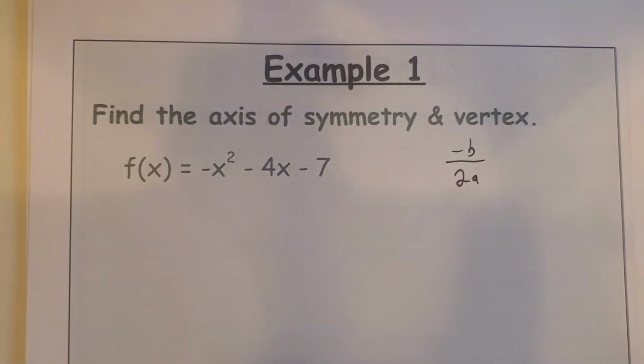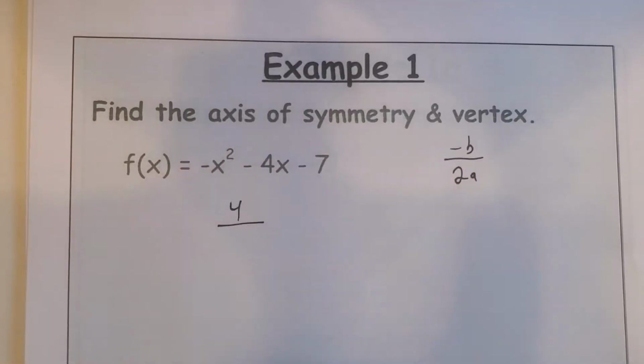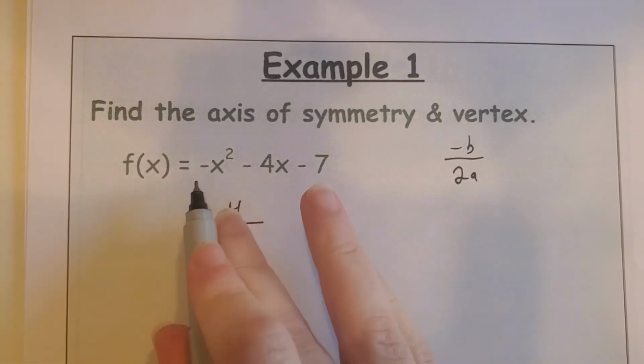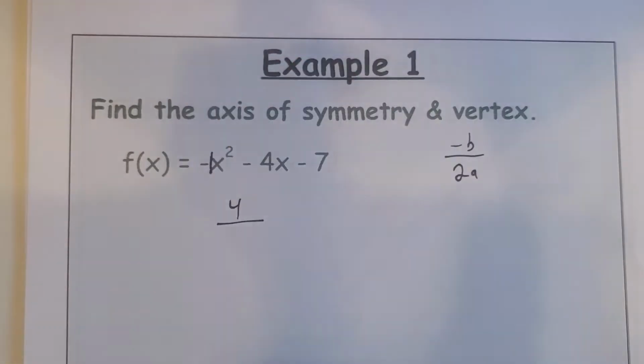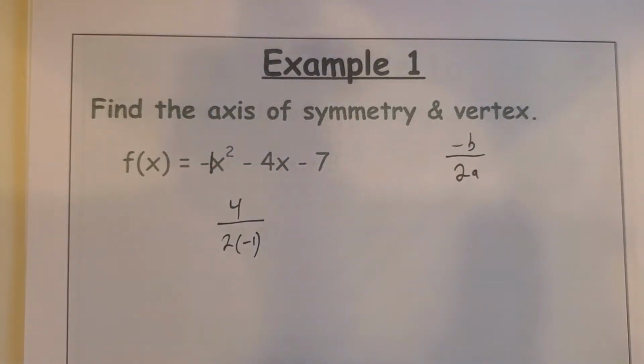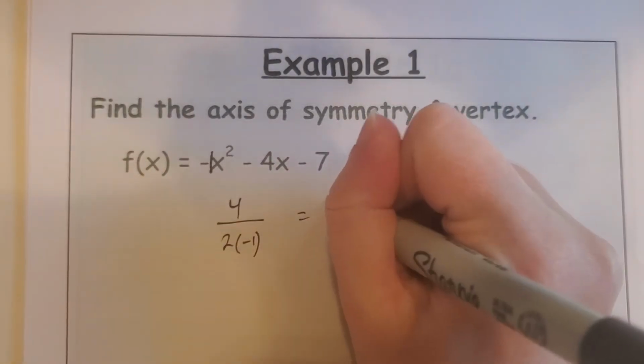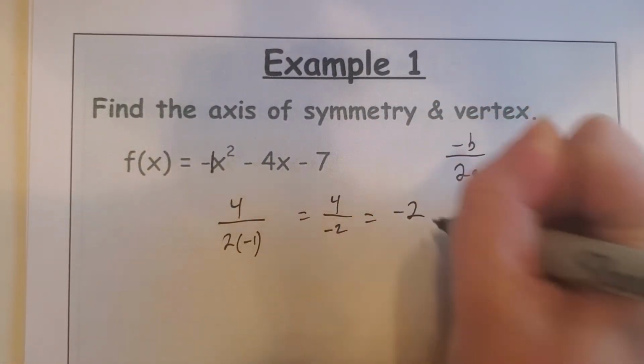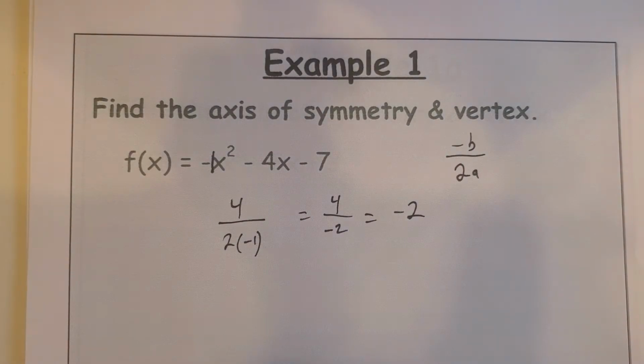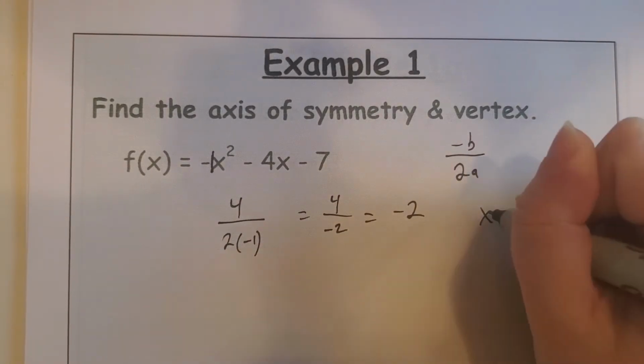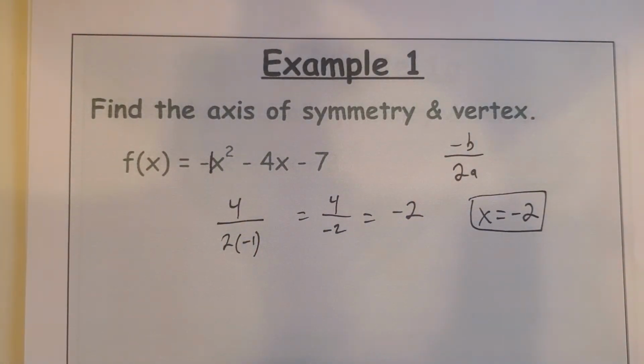That's the formula. All right, so our b is negative 4. So negative 4 gets us positive 4 over 2 times a. There's an invisible 1 here. So a is negative 1. So this is 2 times negative 1. And then we would just simplify this using order of operations. 4 over negative 2 is negative 2. So the axis of symmetry, again, I will be looking for the actual equation of the line. So I do want to see x equals negative 2 instead of just negative 2. All right? That's the axis of symmetry.